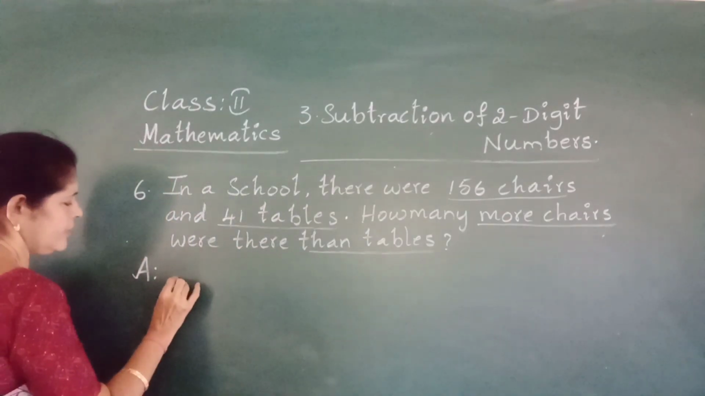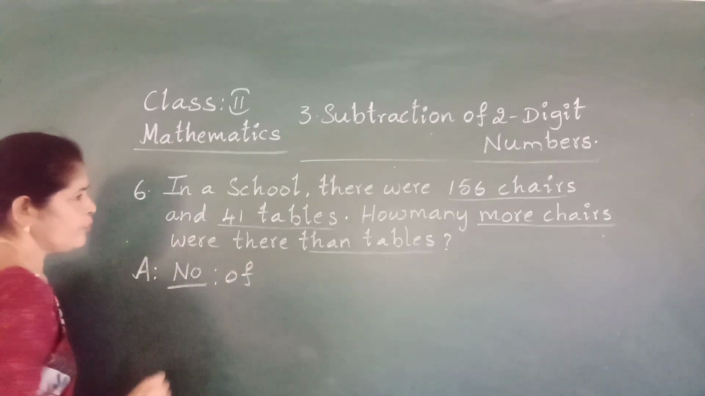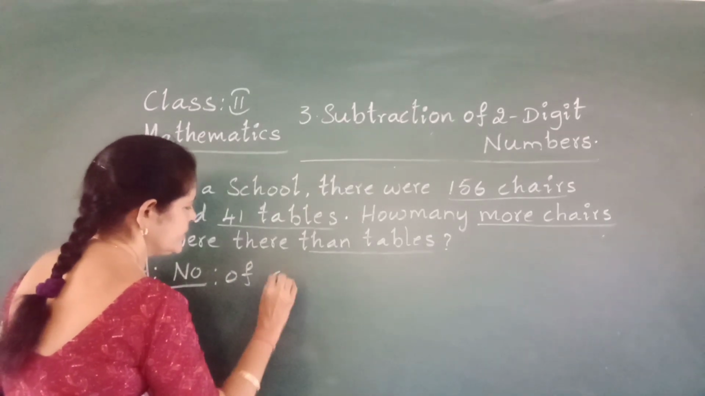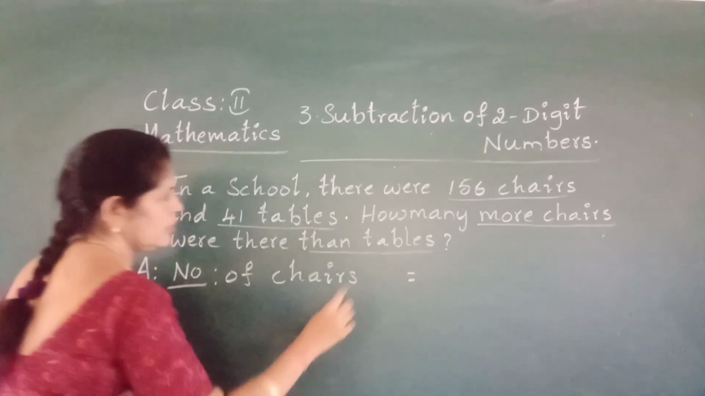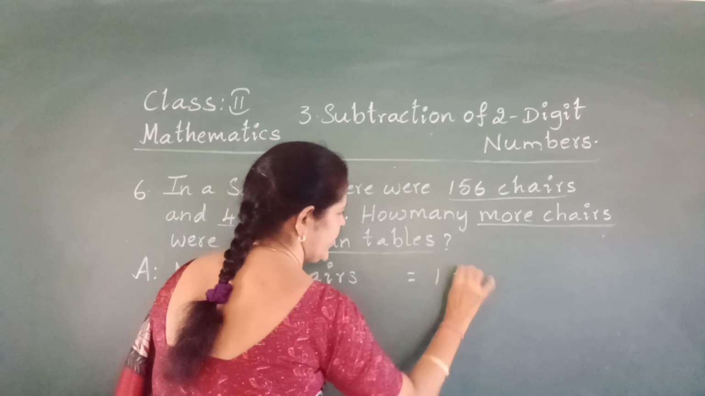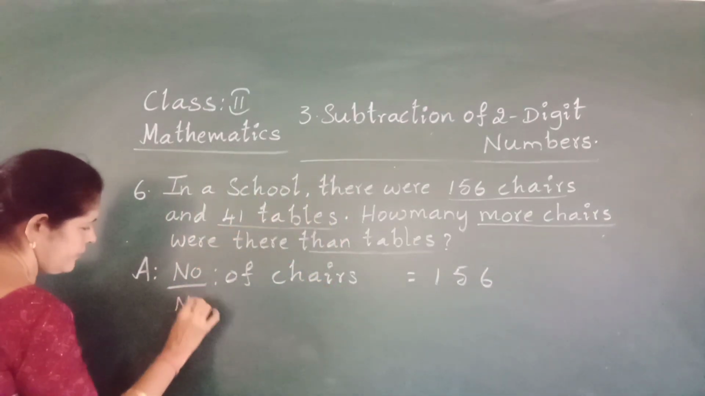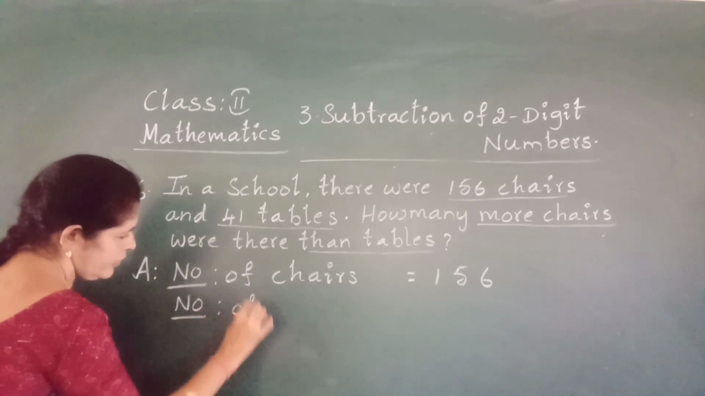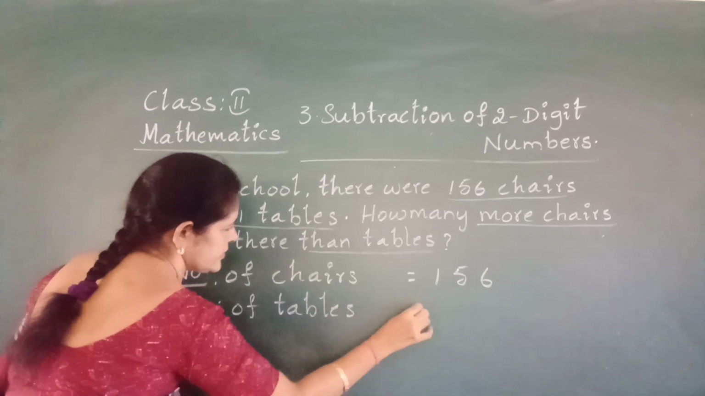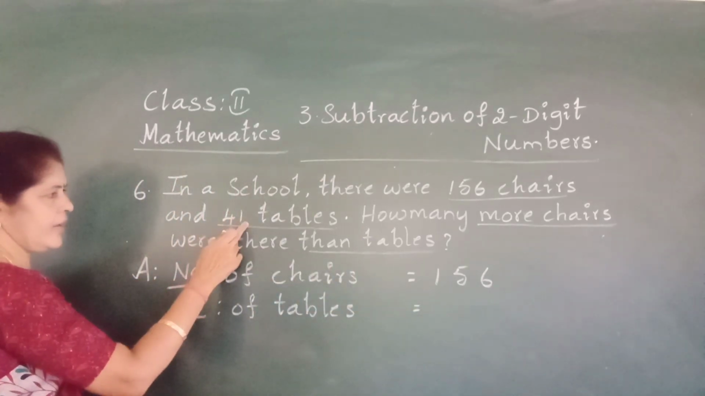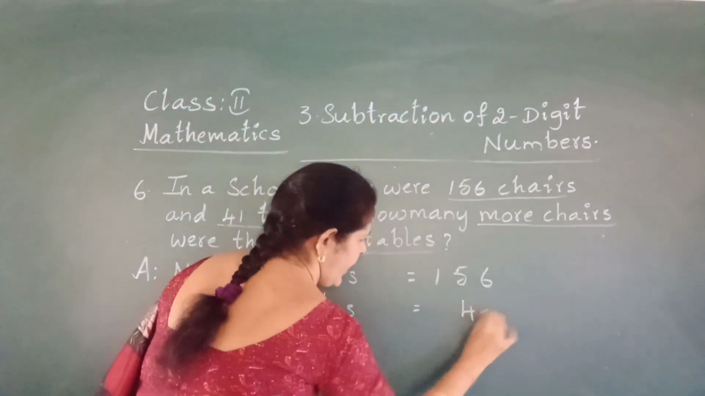Write the answer. Ready? Number of chairs. Chairs are more. That's why first take chairs. Number of chairs equals 156. Second one, number of tables. How many tables? Yes, equals 41. 41 is a 2-digit number. Write in tens and ones.